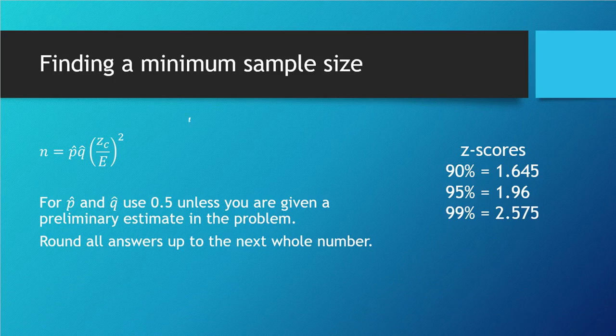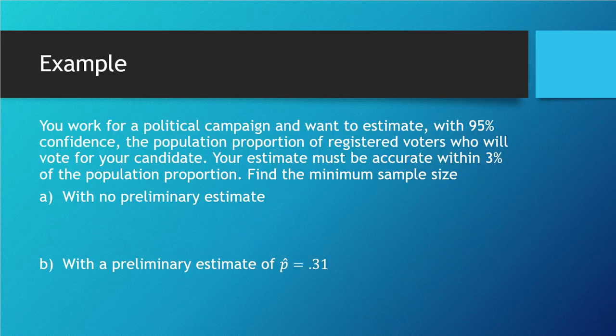All right, so if P was 0.25, then Q would be 0.75 because they always have to add up to 1 or 100%. All right, Z sub C is the Z-score that goes with the confidence level. So this is the same as when we did for the mean. For this class, we'll only use these three numbers. All right, and then E is the margin of error that is given to you in the problem. So let's look at an example.